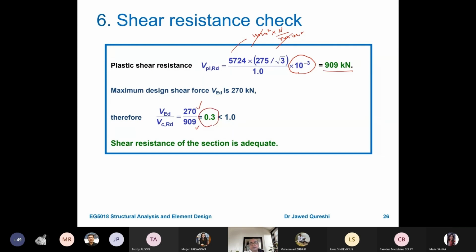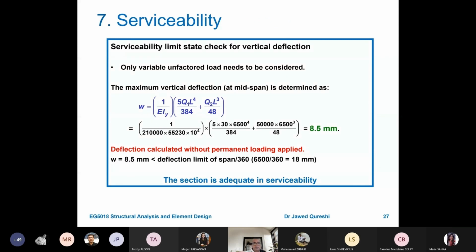Now remember that this is less than 0.5. If it was more than 0.5, we would consider the combined effect of bending and shear, and that will reduce the moment. But this will not be the case for most sections in the section table for building use. And then finally, we have to check the deflection.